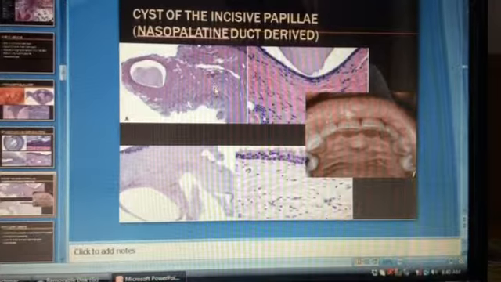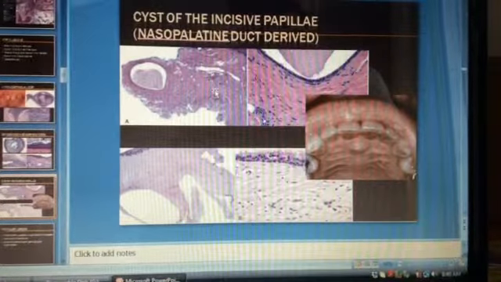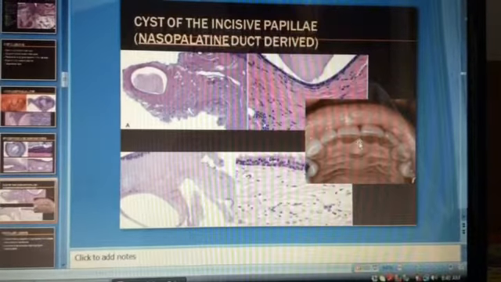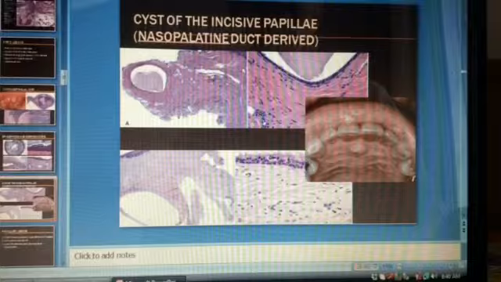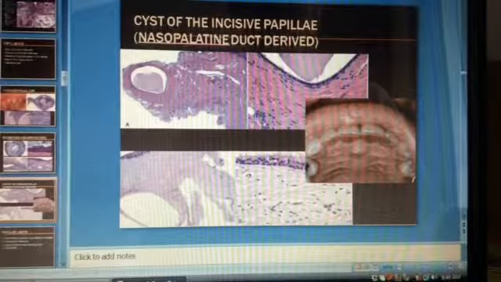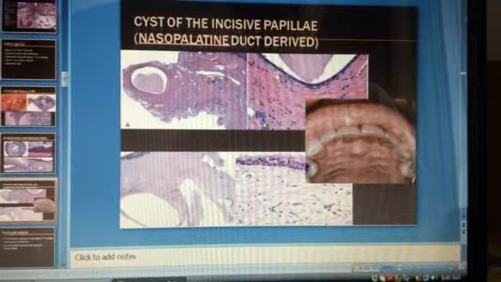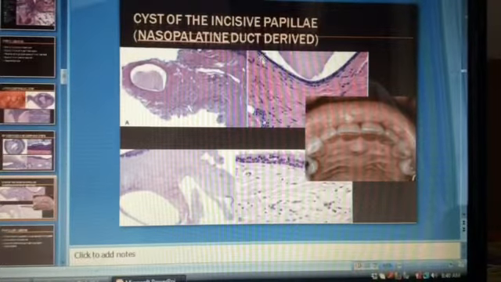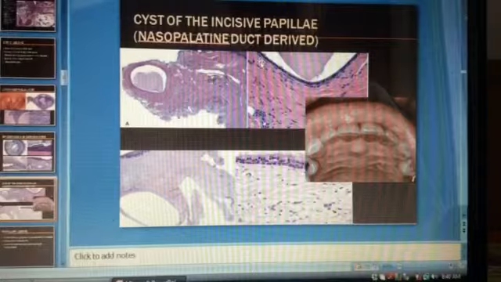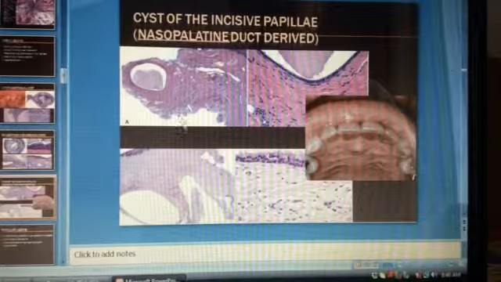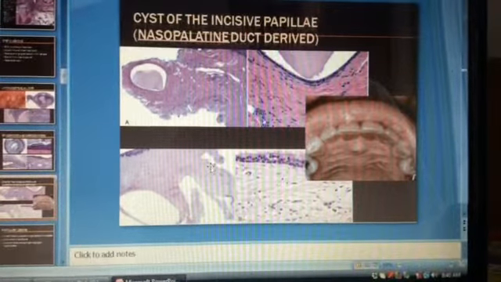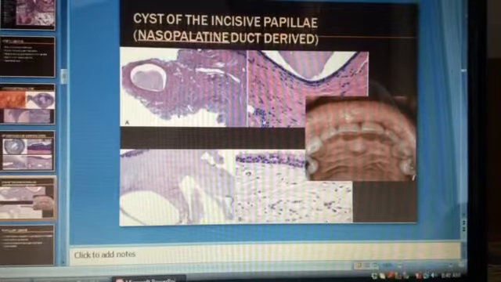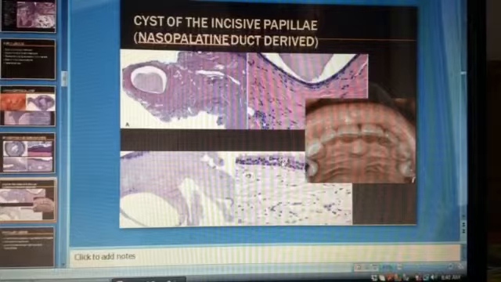A unique additional cystic structure is this little cystic structure right in the midline anterior palate, the cyst of the incisive papillae, or a remnant of the nasopalatine duct that has become cystically dilated. These are interesting because of their location and the embryology involved, but histologically they're fairly boring. However, they can have low cuboidal epithelium and occasionally ciliated epithelium, as you see here in this lower image.